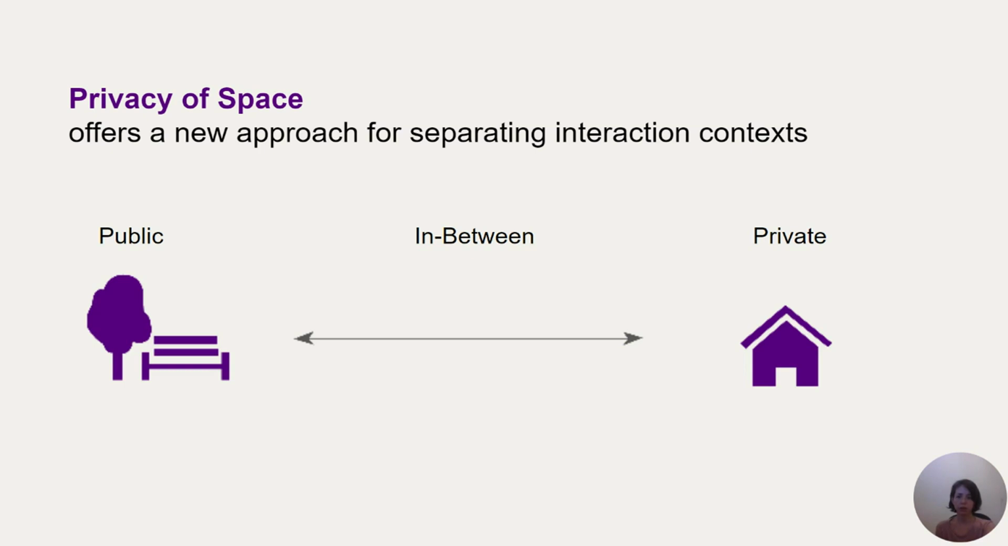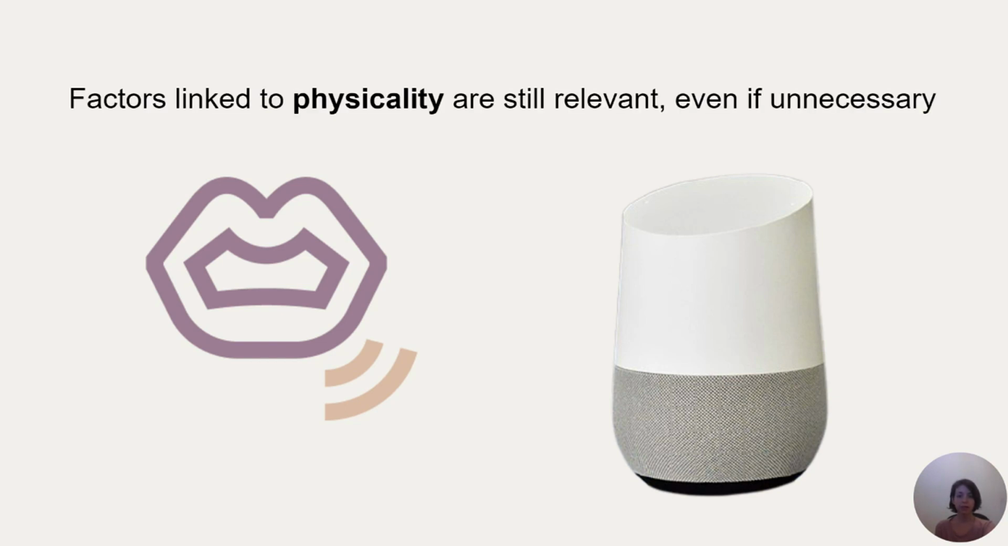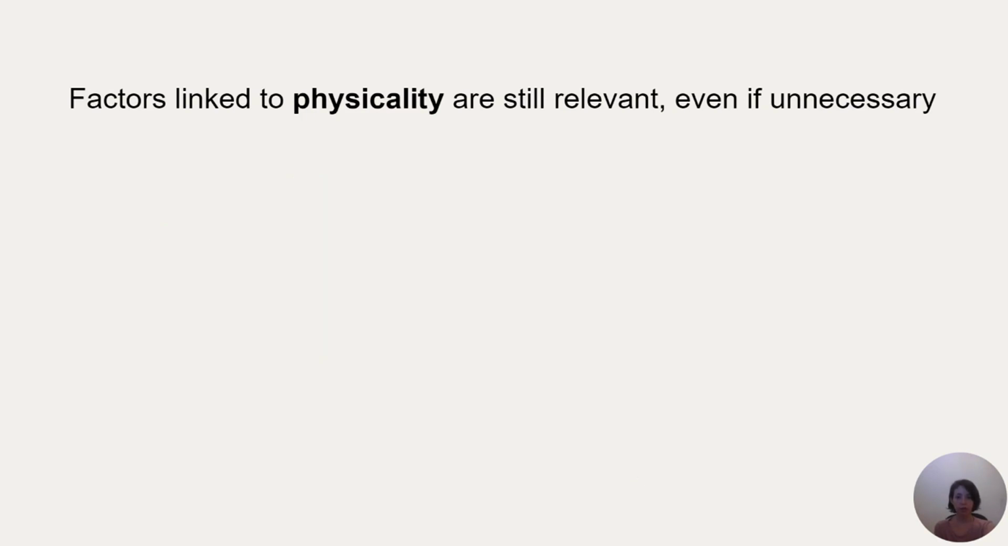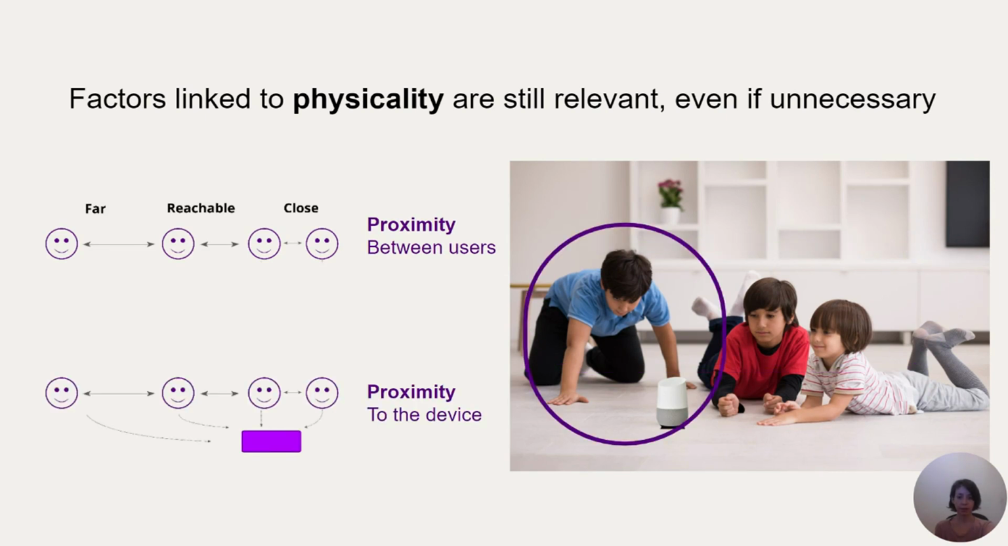In particular, HCI researchers often tend to position the work within application domains. For example, smart home design, design for work or learning, or design for city environments. All of the above can be looked at as design for public environment, in-between environment, or private one. Another interesting finding is that while these devices offer natural interfaces that can be controlled via voice and gesture and without the need of a token of control, factors linked to physicality are still relevant, such as proximity between users and proximity to the device.